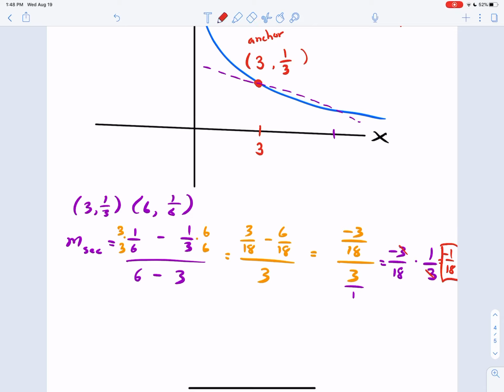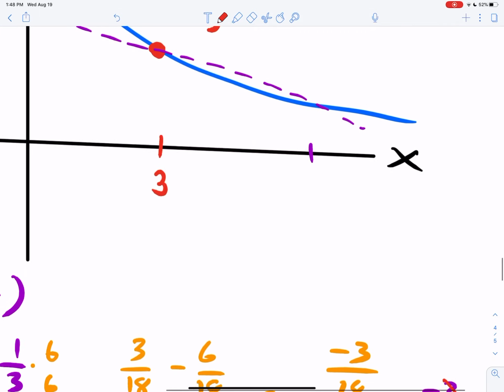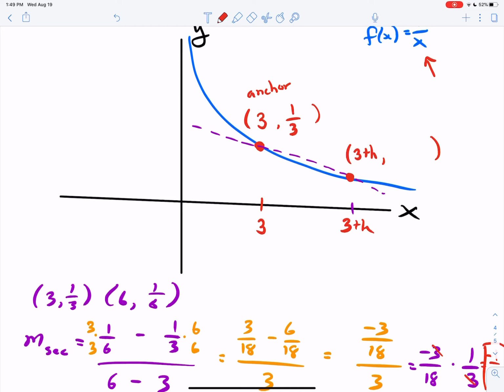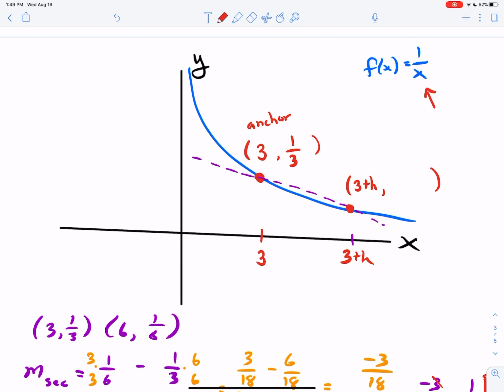What if I picked some generic point anchored away from 3, right? What would you guys call this right here? Think about that, play when you're ready. I would call this 3 plus however much you're moving. So what would the point be here? It would be 3 plus h, comma, think about that, you guys. It wouldn't be 3 plus h quantity squared because we're not dealing with that function, okay? This is going to be 1 over 3 plus h.